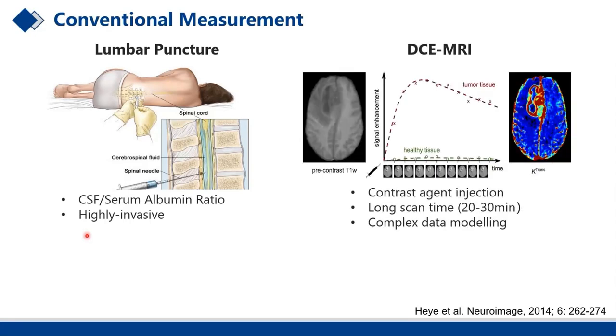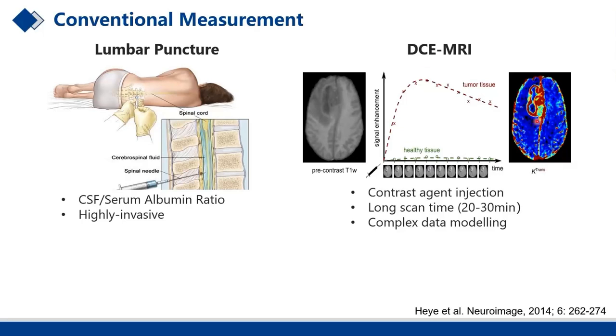Second, you can also use DCE-MRI to look at the post-contrast enhancement, because the contrast agent will leak through the disrupted BBB. For example, you can see this enhancement here in the tumor region. And if you scan for long enough, for example 20 to 30 minutes, then you can fit the signal time course to a kinetic model so that you can get K-trans, which is the transfer rate of the contrast agent through the BBB from blood into the tissue.